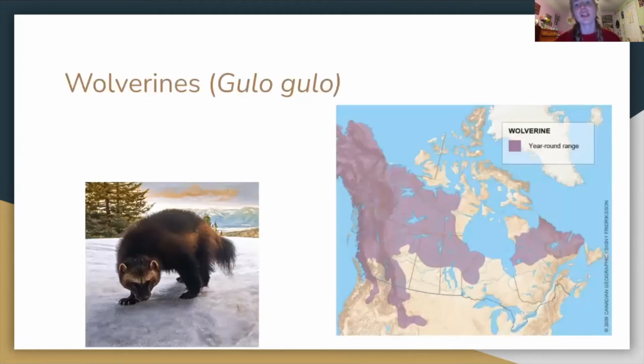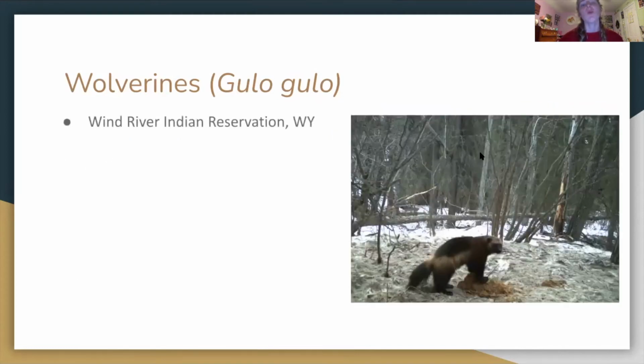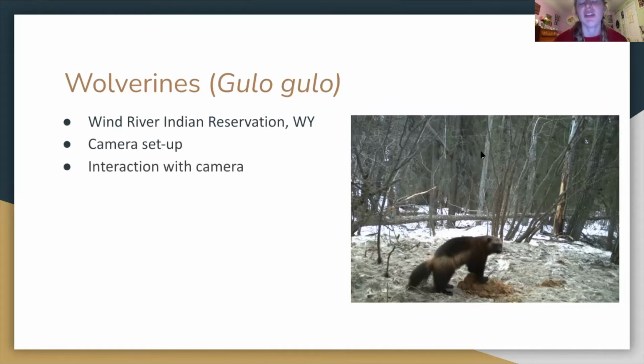Now, some examples of them being used: wolverines have a small territory where they live, they're very elusive, and so we want to figure out how many there are, kind of how they're breeding, what they're actually eating, and they are predators and scavengers. So that's important when setting up a camera trap because you're going to use bait. And so in Wind River Indian Reservation in Wyoming, they set up a trap with a dead deer hanging up by a tree to hope the wolverine would come. And one did. They caught it on camera and via video.